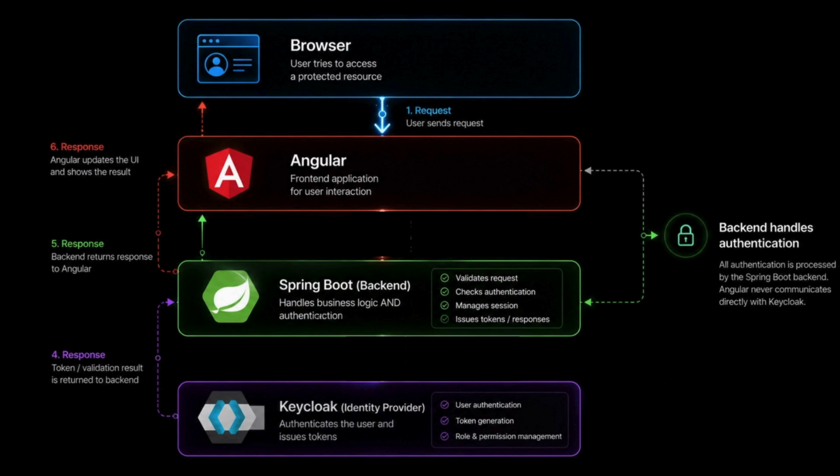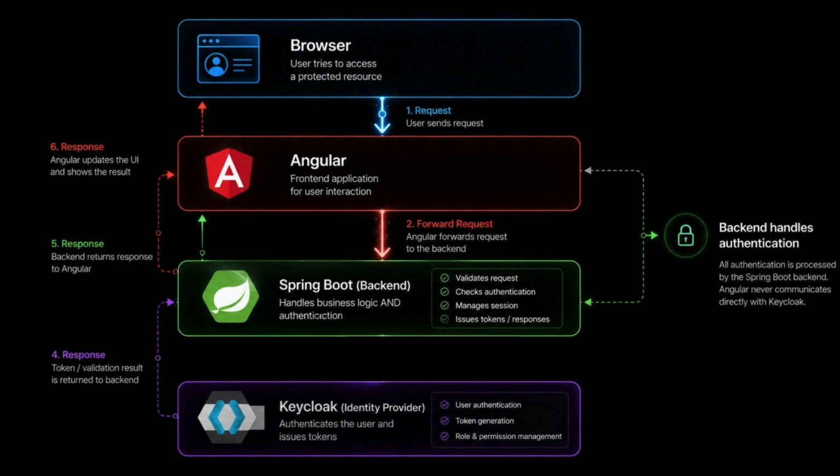By the way, this is how authentication works in RedneckWorks. The process starts in the browser. Angular handles the user interface and forwards the login request to the backend. From this point on, Spring Boot takes full control. The backend decides whether authentication is required and initiates the entire login process.